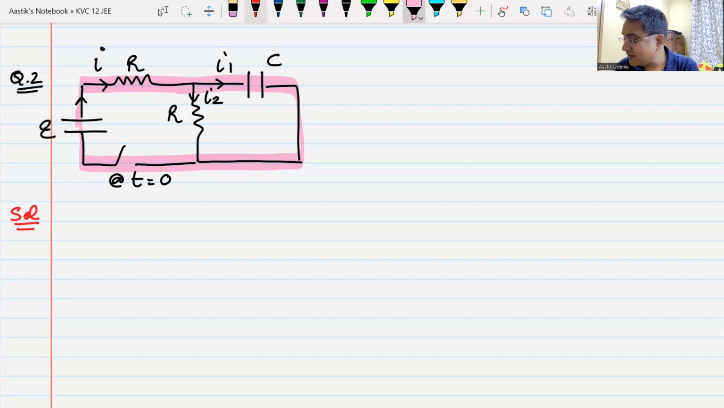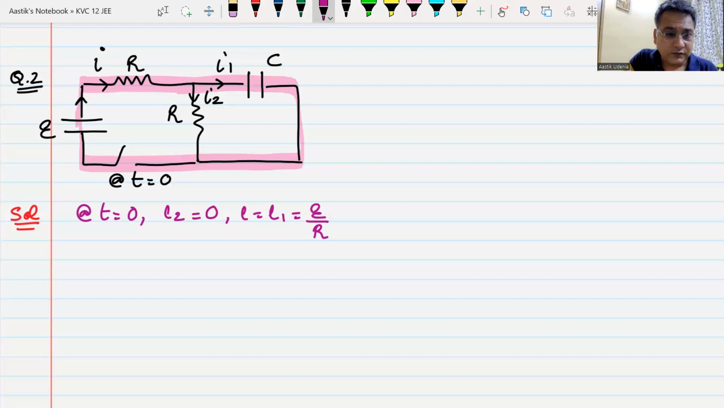So you can understand that at t equal to 0, I2 will become equal to 0, and I becomes equal to E by R. Everyone understands this? Yes or no? Anyone understands this? Yes or no? Yes, sir.